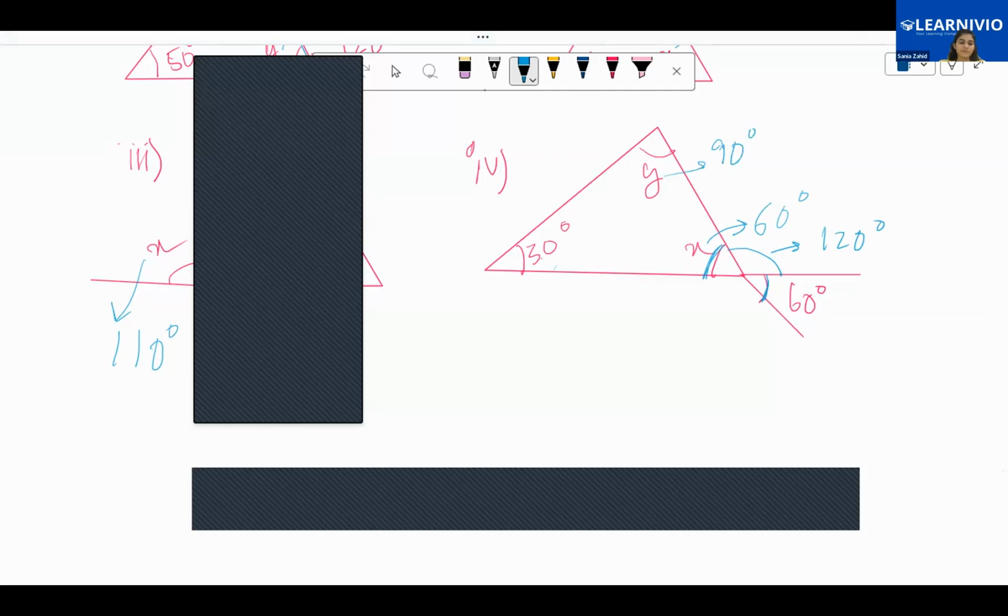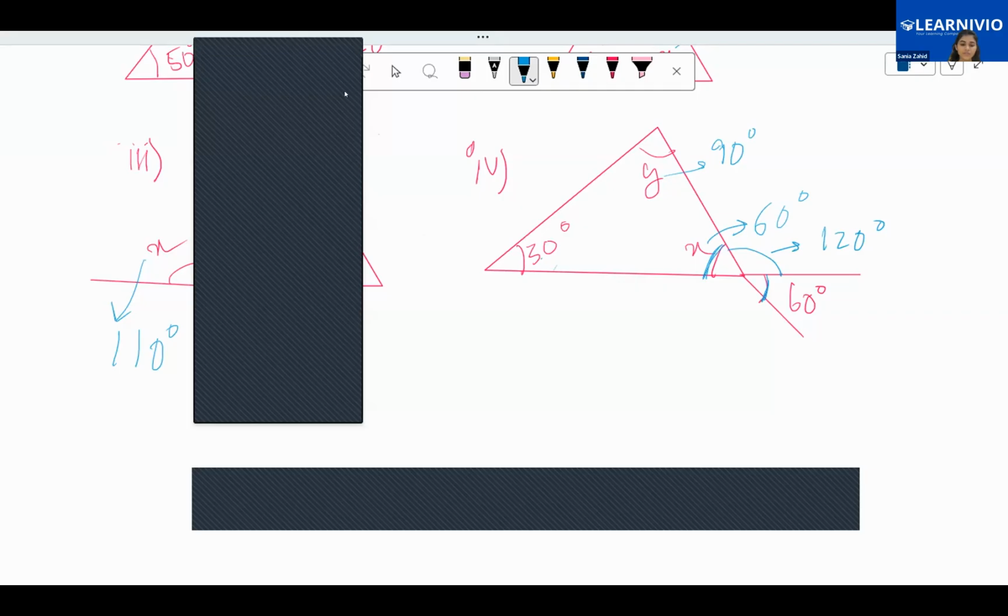Ma'am, in this fourth one, y we can also find like 30 degree plus x, right? No, you cannot find it like that, because it also gives 90 degree. No, but that doesn't account for the correct answer.